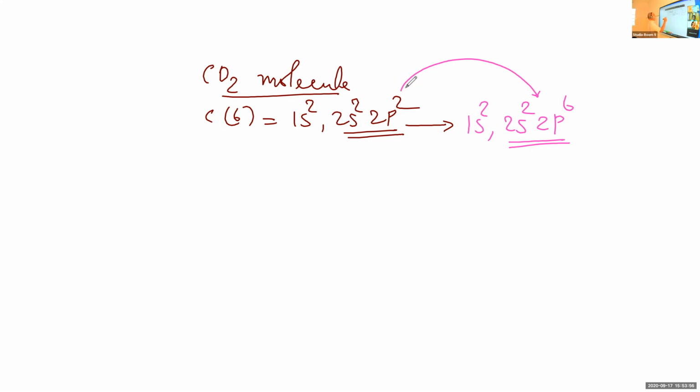Now you come to oxygen. Atomic number is equal to 8 and the configuration will be 1s2, 2s2, 2p4. There are 6 electrons in the outermost shell of the oxygen atom, 2 plus 4, 6 electrons. So to make it 8 electrons, oxygen needs 2 more electrons. So oxygen has to form how many covalent bonds?